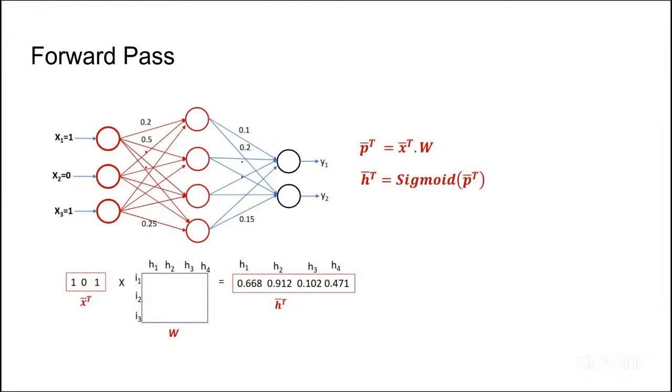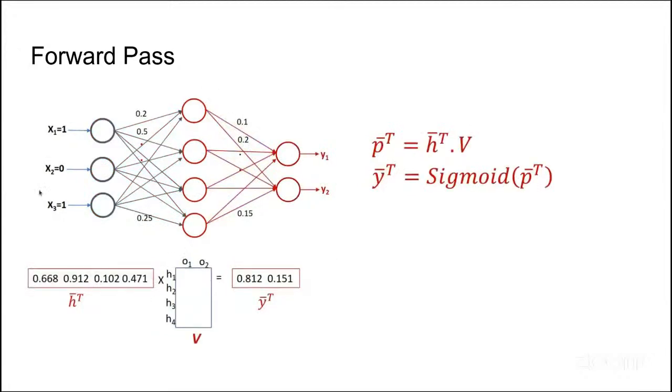I'll wait here for a minute to see if there are any doubts. I hope everyone is able to see that this is simply a sigmoid of X transpose W to calculate the values of the hidden layer. Okay, if there are no further doubts, let's move further then.